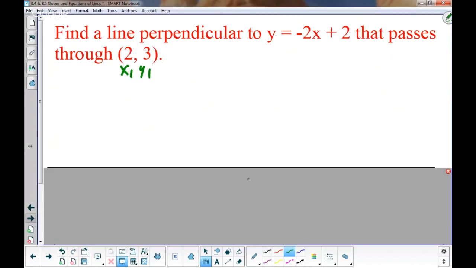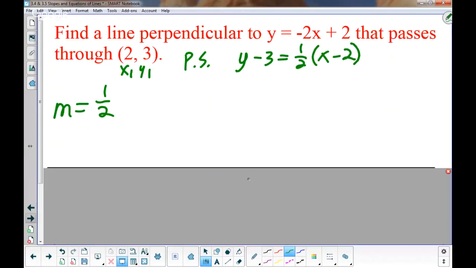However, we're looking for the slope of a line perpendicular to the line given, which means my new slope in all this is the opposite reciprocal of negative 2. And so the opposite reciprocal of negative 2 is 1/2. So now I have my slope. I have my point. We can now do my slope-intercept, or my point slope, and then convert it to slope-intercept. I'm going to go point slope. So I get y minus 3 equals 1/2 times x minus 2.